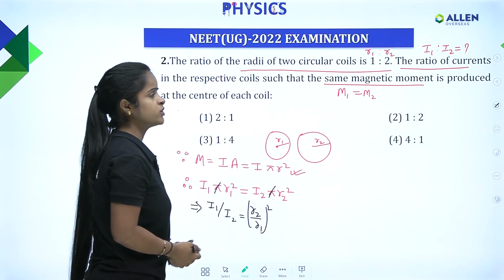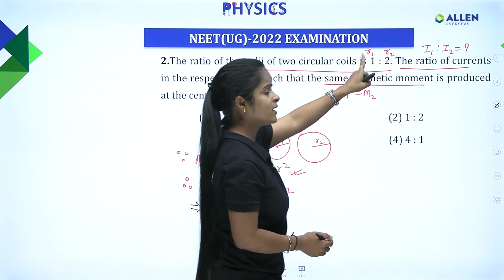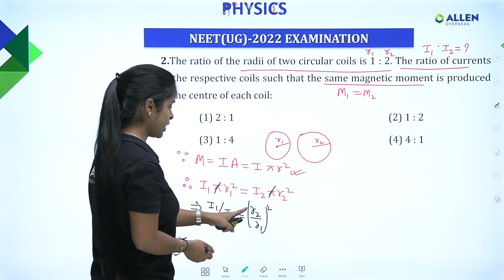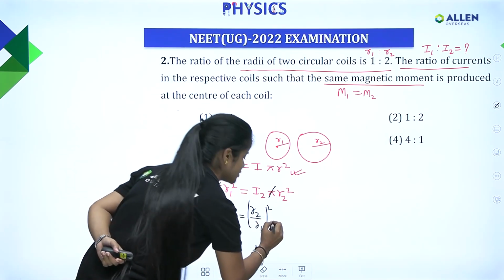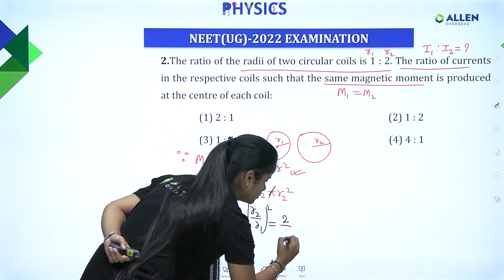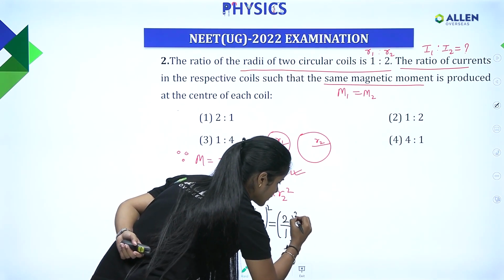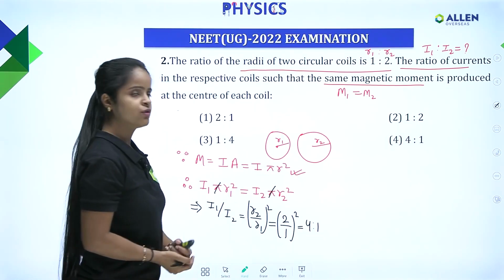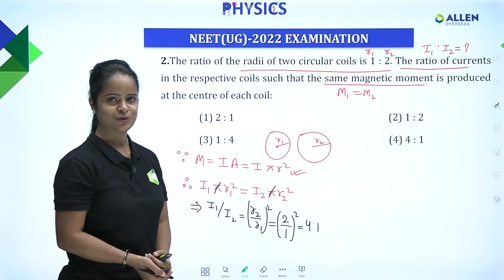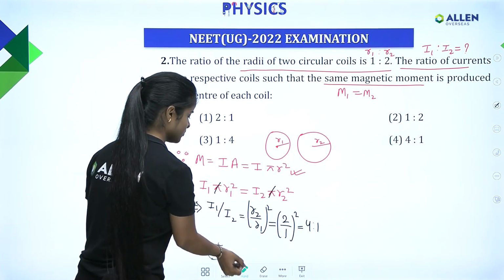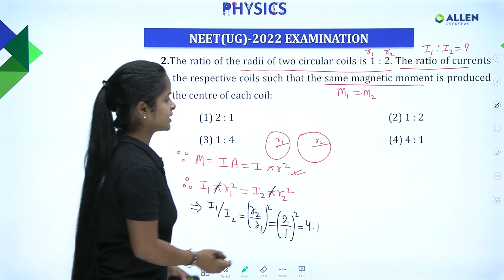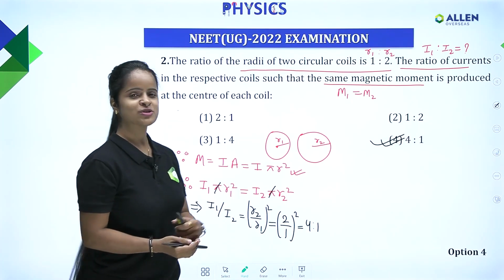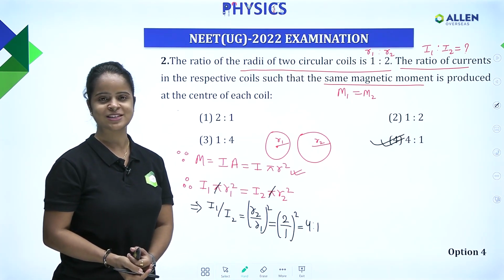And according to the question, which value is given to us? It is R1 is to R2, and what we have to put is R2 is to R1. So definitely it is going to be 2 by 1 whole square. And finally what you are going to find? It will be 4 is to 1. This will be the ratio of I1 is to I2. Hope it is clear to everyone. And the same thing you can see in the options, option number 4 is the correct option. Hope it is clear to everyone.